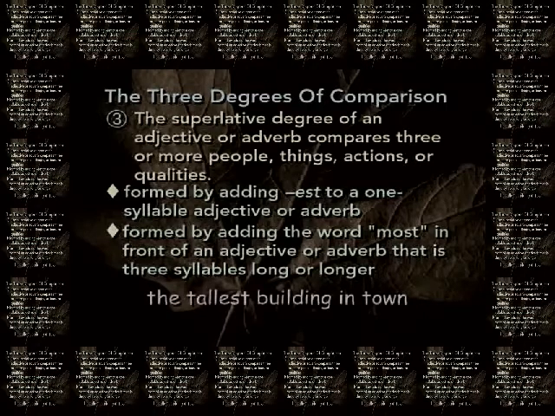Let's again look at some examples. The tallest building in town. Here we're comparing not just two buildings, but all the buildings in town, and presumably there are 3 or more, probably dozens of buildings in town. And therefore, rather than the comparative degree, we use the superlative degree, which is formed by adding est to a one-syllable adjective. So we've taken the one-syllable adjective tall and turned it into tallest.